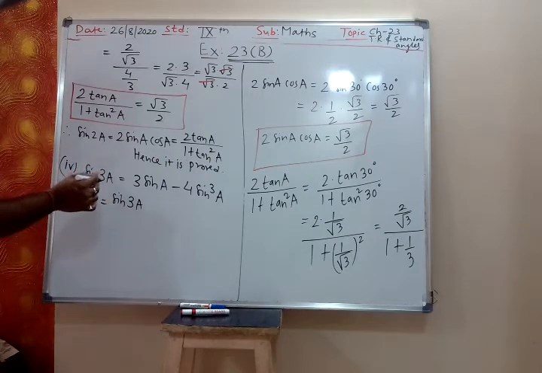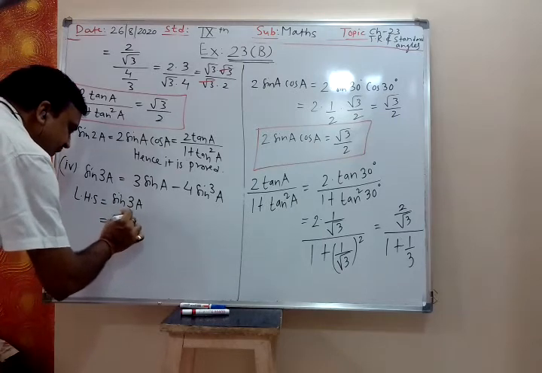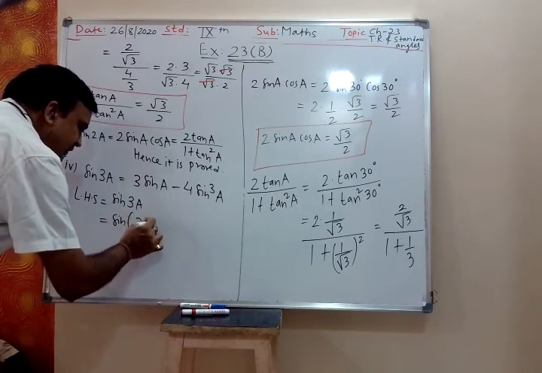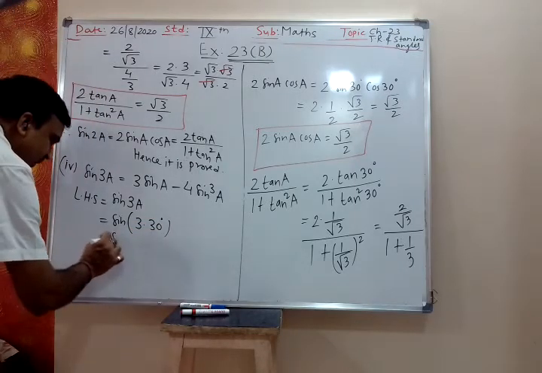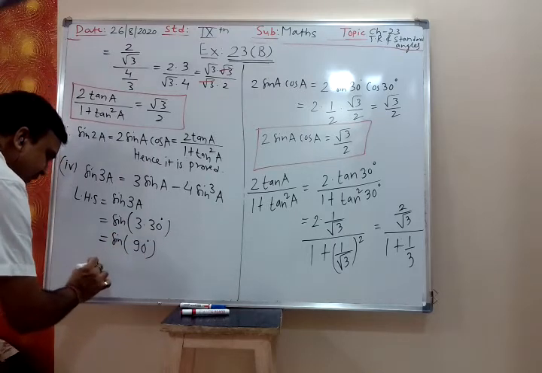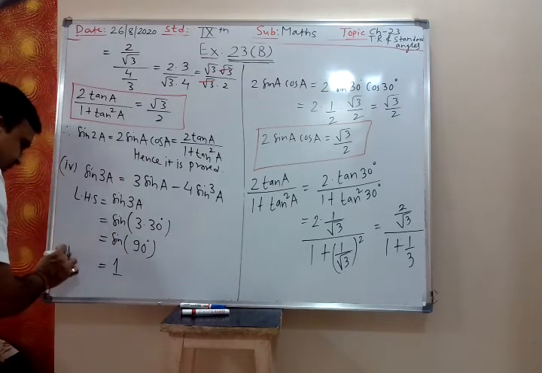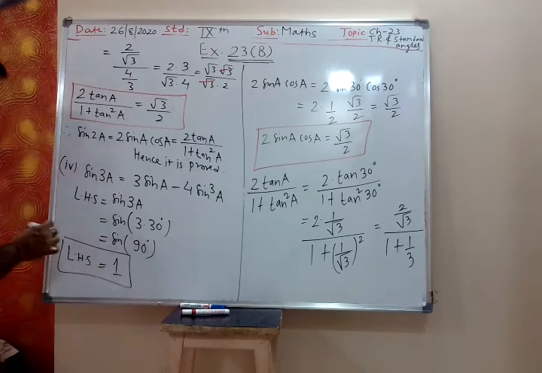Sin 3A. So sin 3A is the angle, 3A, where A is 30 degrees. Correct? So that will be 3 into 30, which is 90. Sin 90 is 1. So my left hand side value is 1. Now we evaluate the right hand side.